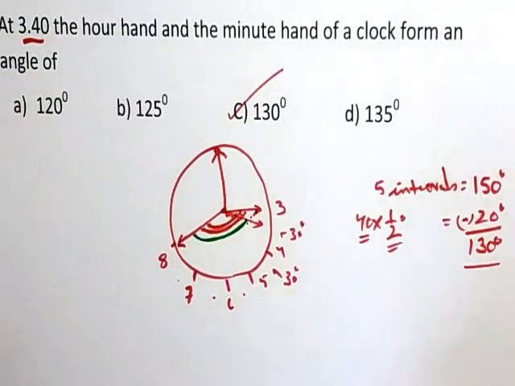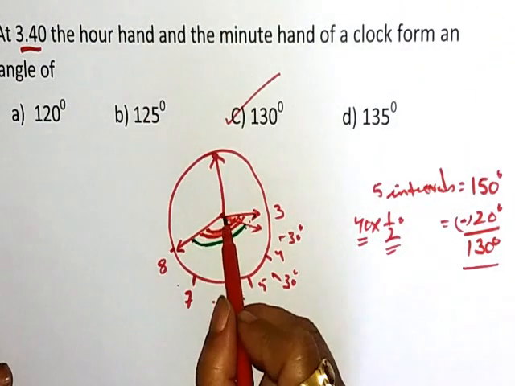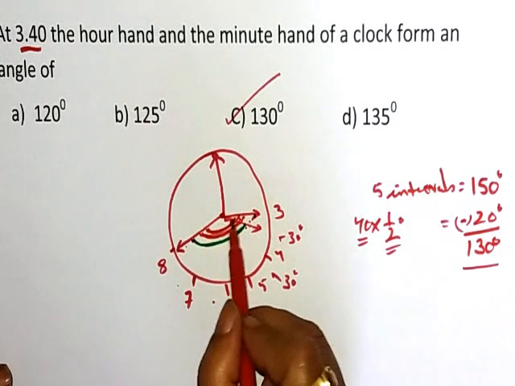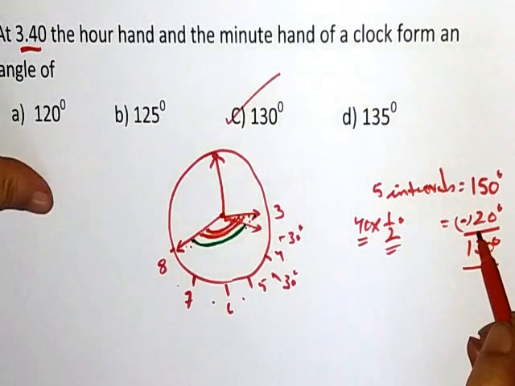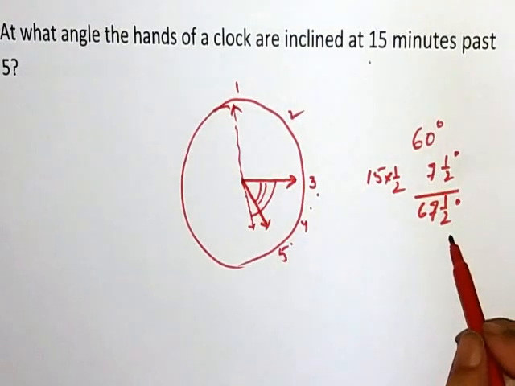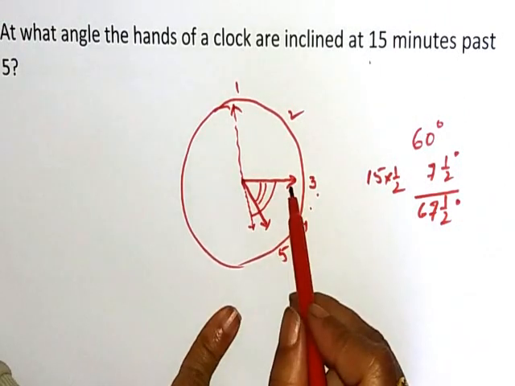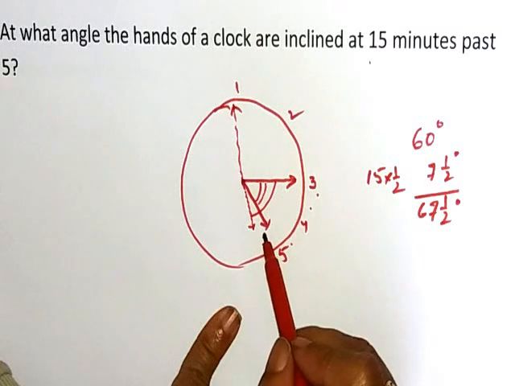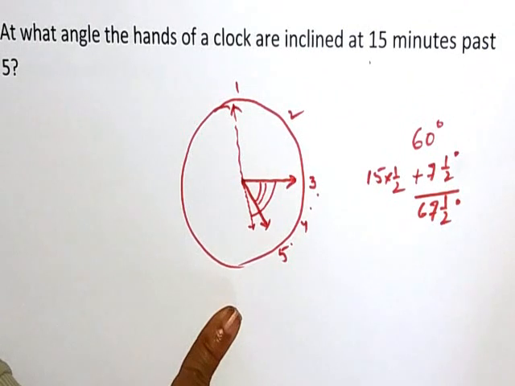Look here, the hour angle is behind the minute angle. So we have to subtract the angle to get the resultant angle. And in this case what happened? The minute needle is behind the hour needle. So what we have to do? We have to add this angle with this. And you know very much the reason behind it. Okay then, let's proceed for the next question.